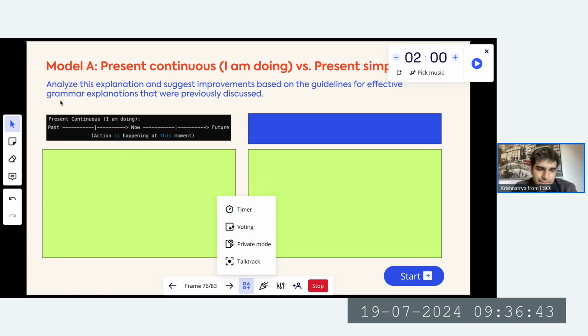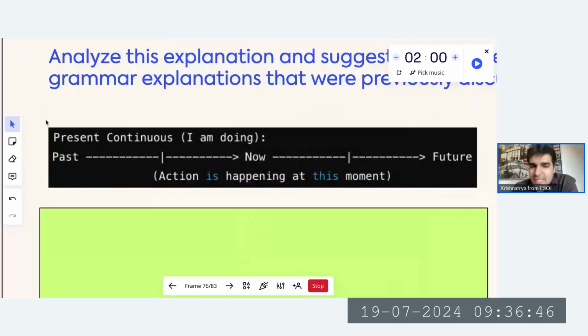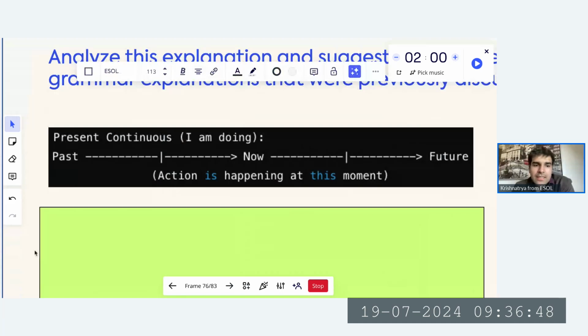Please have a look. When it comes to present continuous, this is past, this is now, and this is present. Action is happening at this moment in time. That means right now. So for example, I am teaching. You are, fill in the chat box. You are. What are you doing right now? Look at me gesticulating, learning, listening. Very good. Very nice. Excellent.